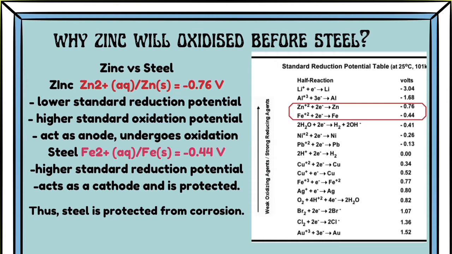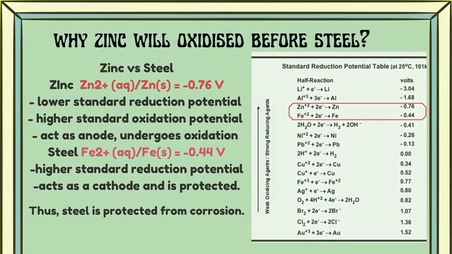This also means that zinc has higher standard oxidation potential, which enables the zinc to act as an anode and undergoes oxidation. As for the steel, it has higher standard reduction potential, which is negative 0.44 volt. This will let the steel act as a cathode and is protected from any corrosion.